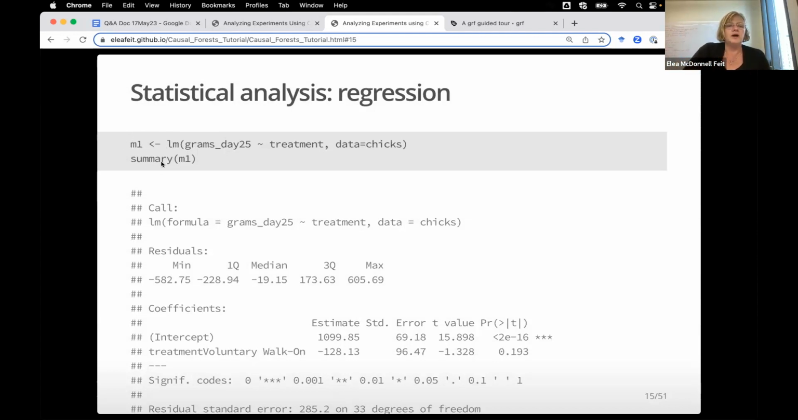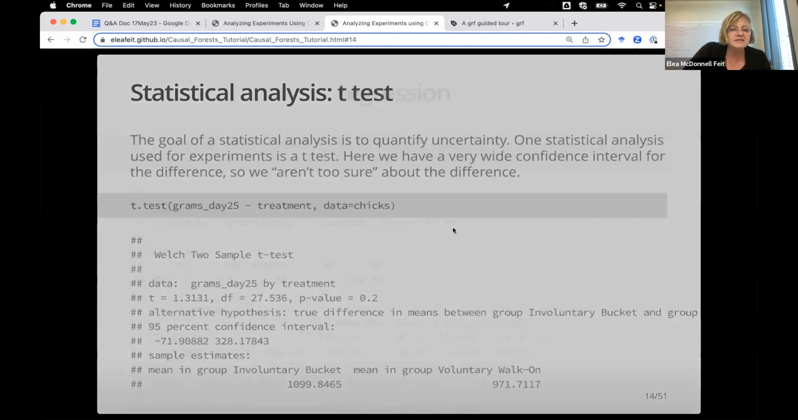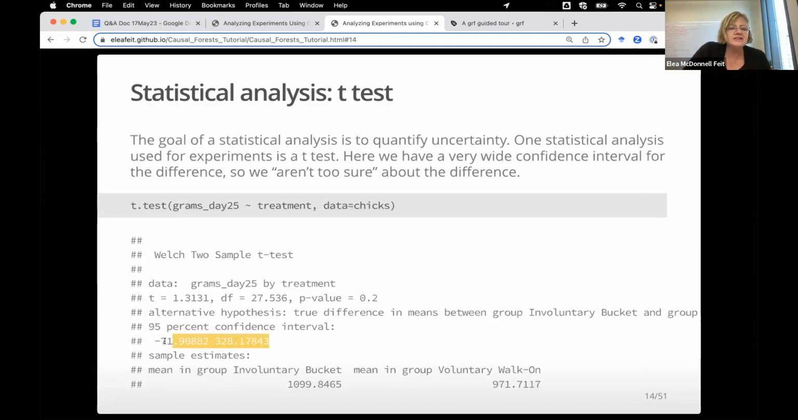If I do a summary of m1, I get this text output, which is the traditional regression output. But if I do confint of m1, it tells me the likely range of the coefficients in the regression. So these two numbers here are my confidence interval for the treatment effect, which is roughly minus 324 to 68. We can compare that to the one we got from the t-test. It's pretty similar. The t-test is slightly wider, it looks like.